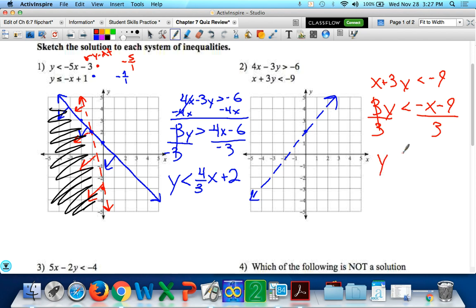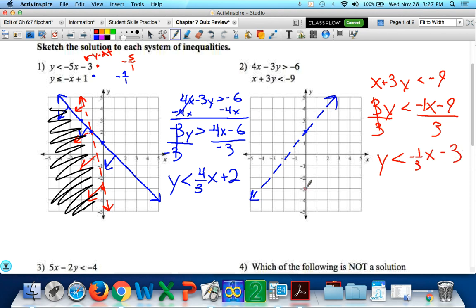Y is, watch this, less than. So that sign didn't flip. You're like, wait, why didn't that one flip? We didn't divide by a negative number this time. Only when you divide by a negative number do you flip the sign. Negative 1x over 3 is a negative 1/3 x minus 3.